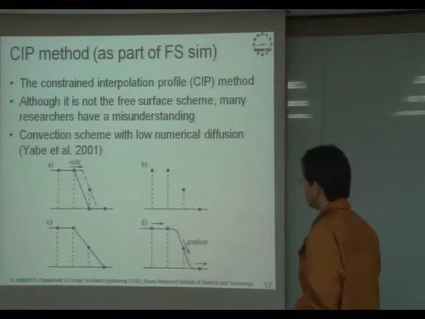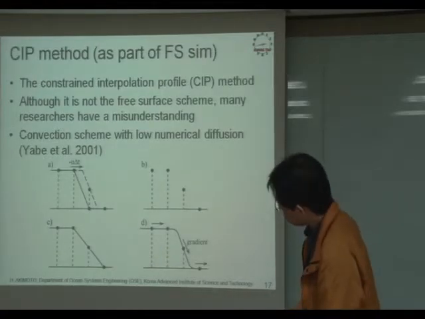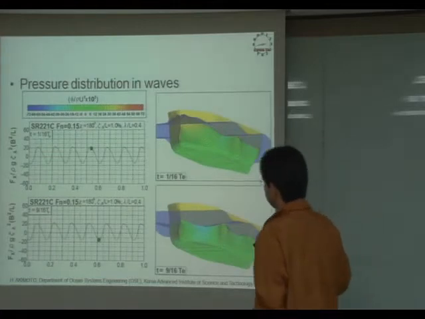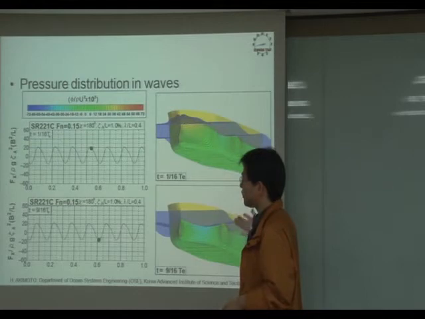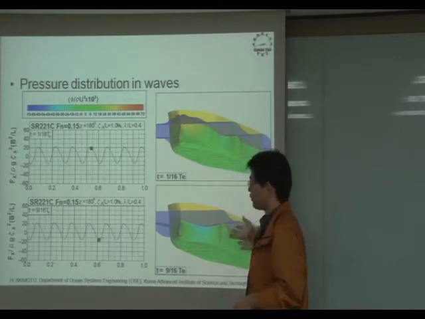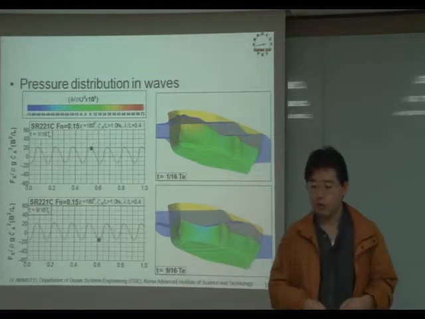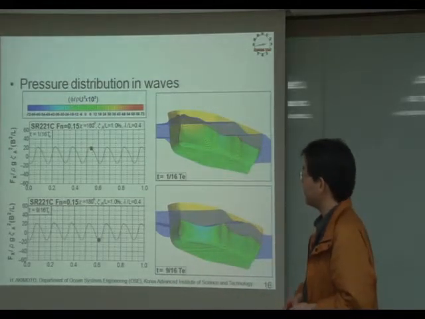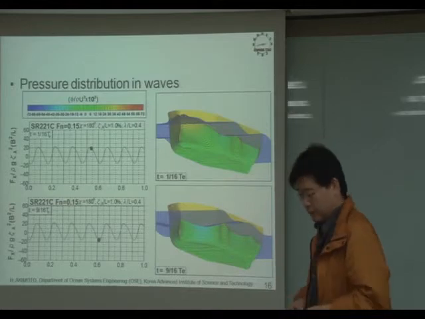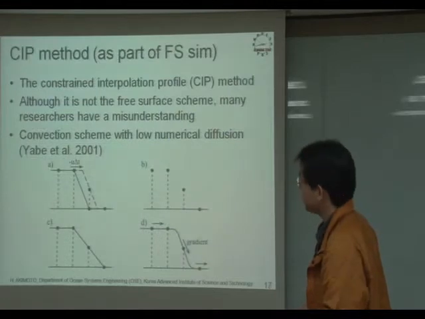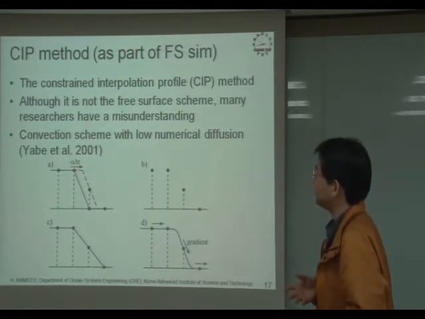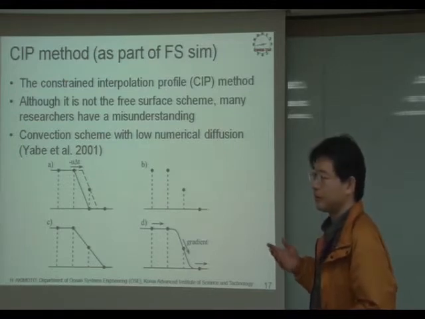Okay. So this is an example of mesh-based free surface treatment. In this treatment we are using computational mesh and marker density. But recently there is another famous method. It is called the CIP method.